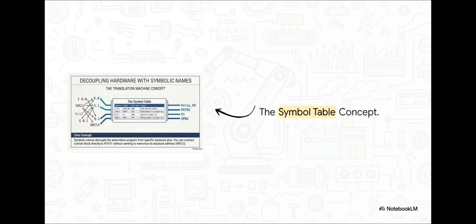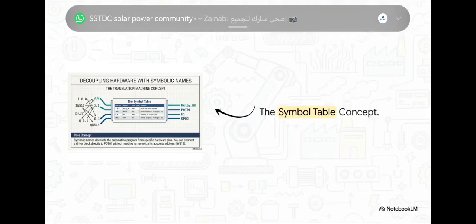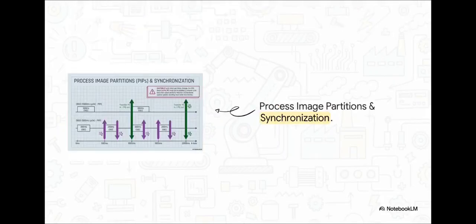Think about it. Instead of forcing an engineer to memorize that, say, a specific transfer pump is hardwired to an absolute memory address like IW512, the symbol table lets them just connect their logic to a simple symbolic name, like POCT01. If the physical wiring needs to change a year from now, no problem. You just update the table and your entire control logic program remains completely untouched. Huge time saver.